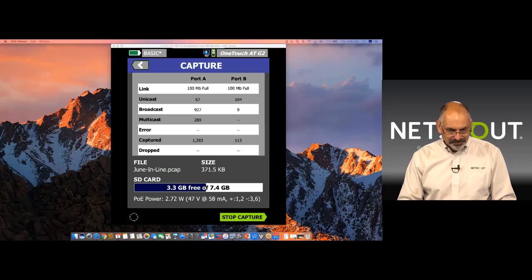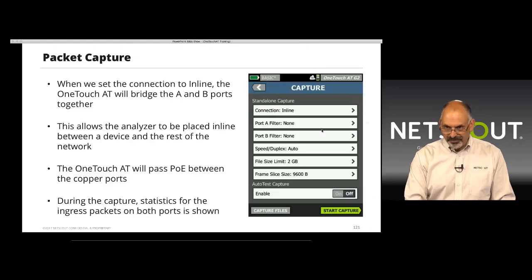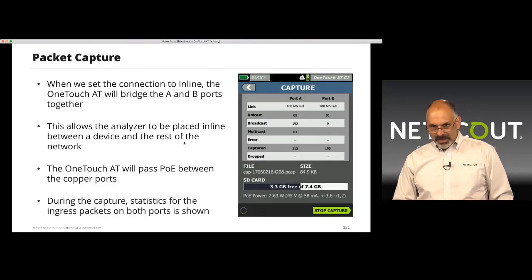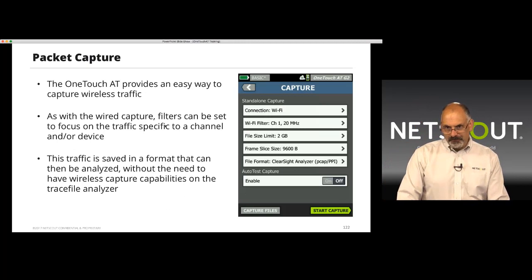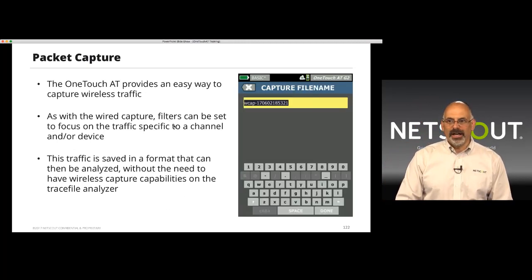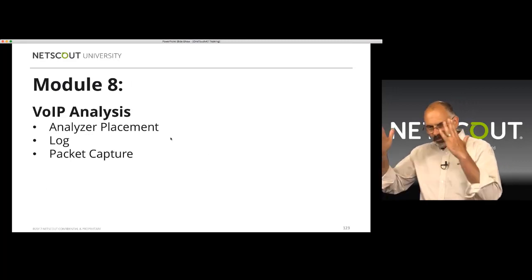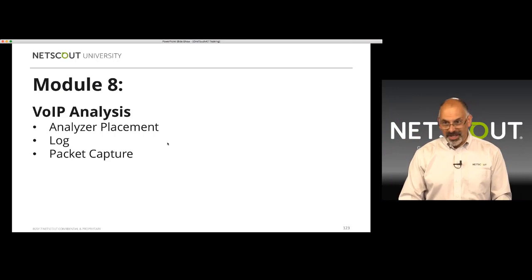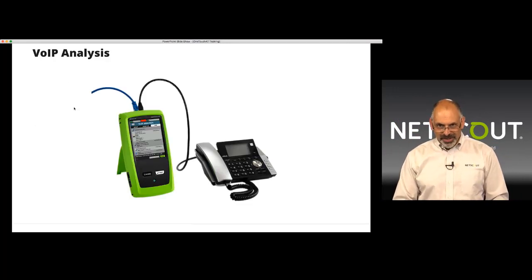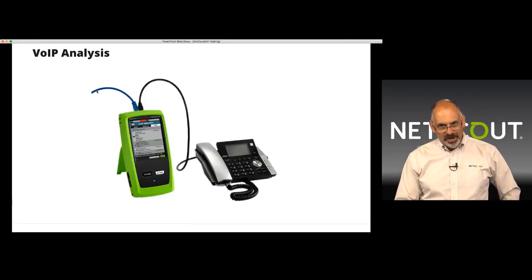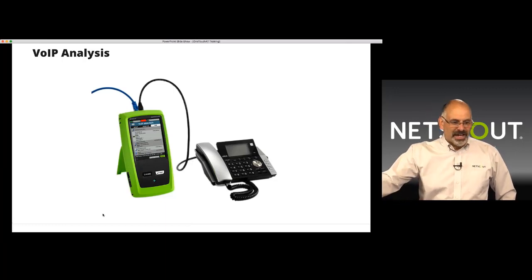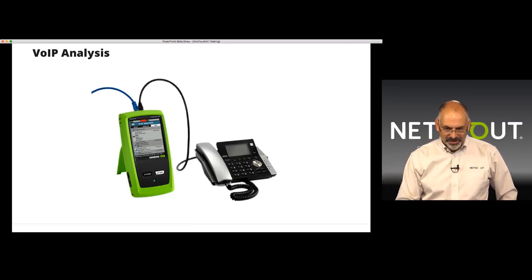All right. So let me see if I can get back here to my screen. So our packet capture, we saw that we could do it on Wi-Fi. So VoIP, we're placed in line with our phone. Let's take a look at our VoIP analysis. In this case, we are coming from our network into port A, out of port B into the phone. And that is exactly the setup that we have here on the desk.